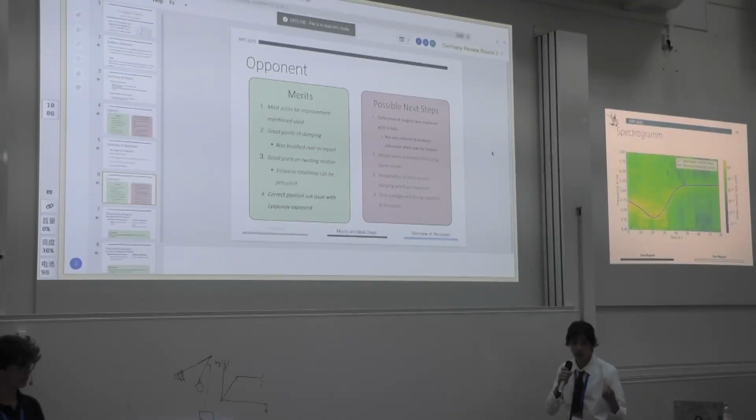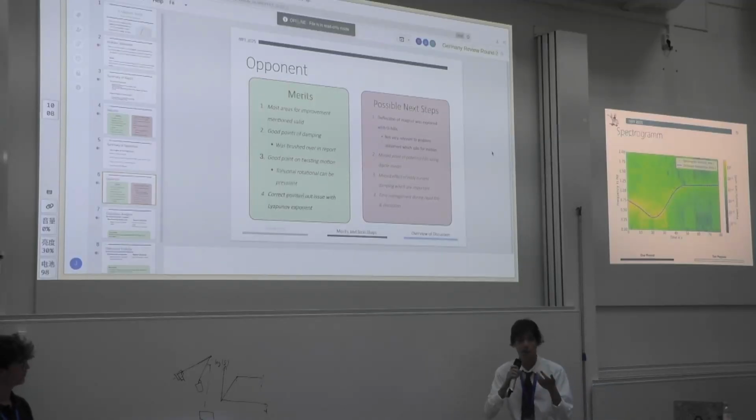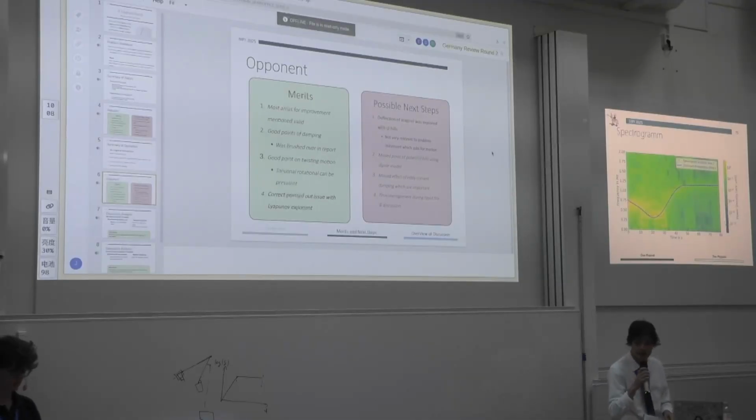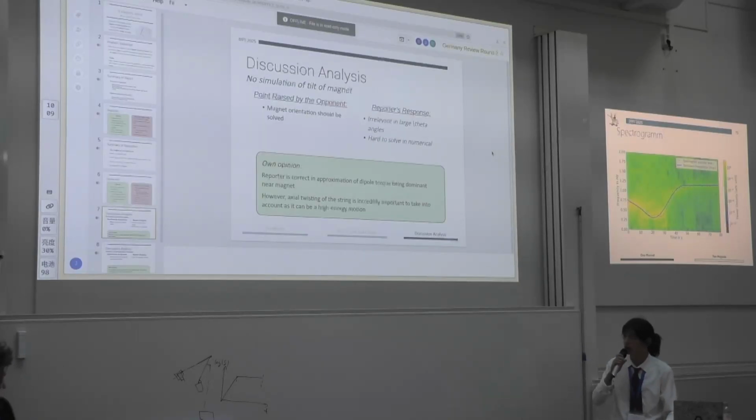For the second part, they missed a point about the potential hills using the dipole model. So once again, the dipole model is taking the dot product of the magnetic field and the dipole moment. For 3, they missed the effect of eddy currents, which are quite important to the problem. And 4, they could have investigated more parts of the report.